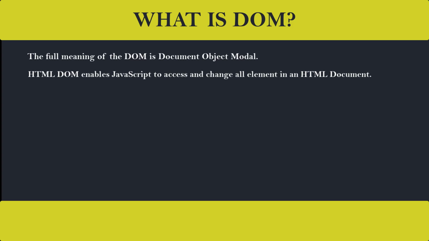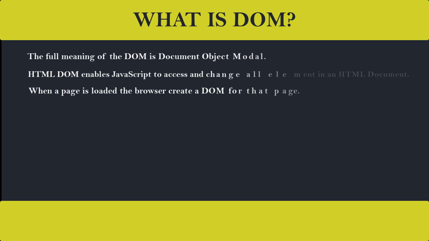How does this HTML DOM operate? When a page is loaded, the browser creates a document object model for the page. So the moment an HTML page is loaded, immediately the browser creates a DOM on that page. Now the HTML DOM model is constructed as a tree of objects.